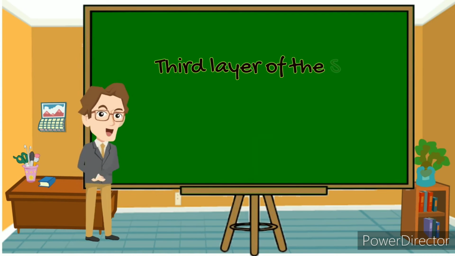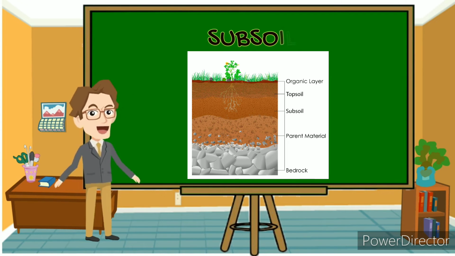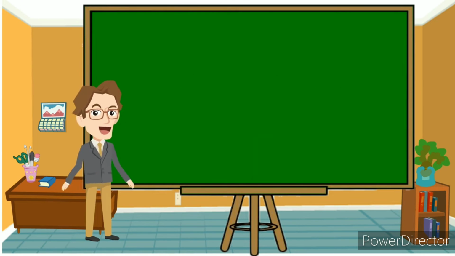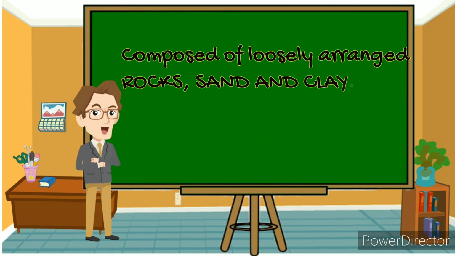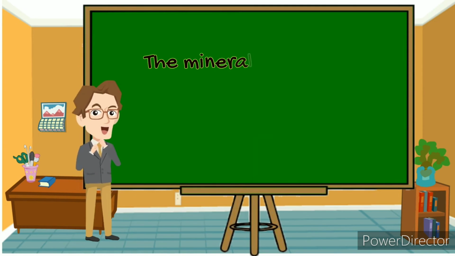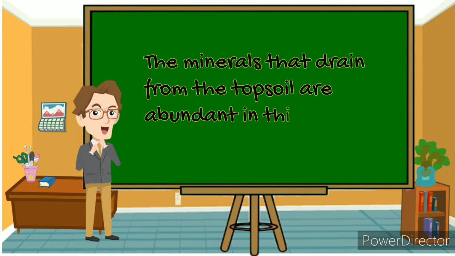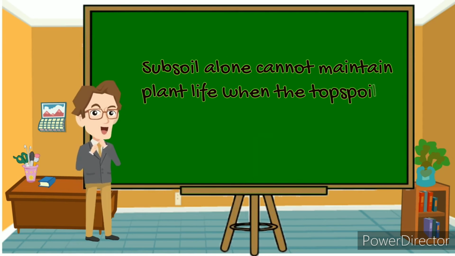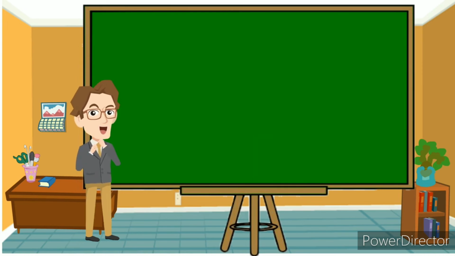The next layer is called subsoil. The subsoil is located just below the topsoil. It is composed of loosely arranged rocks, sand, and clay. The minerals that drain from the topsoil are abundant in this layer. The subsoil alone cannot maintain plant life when the topsoil is washed away.